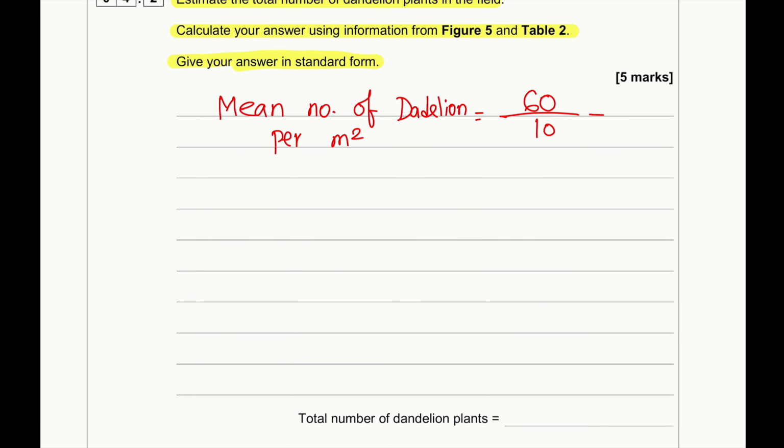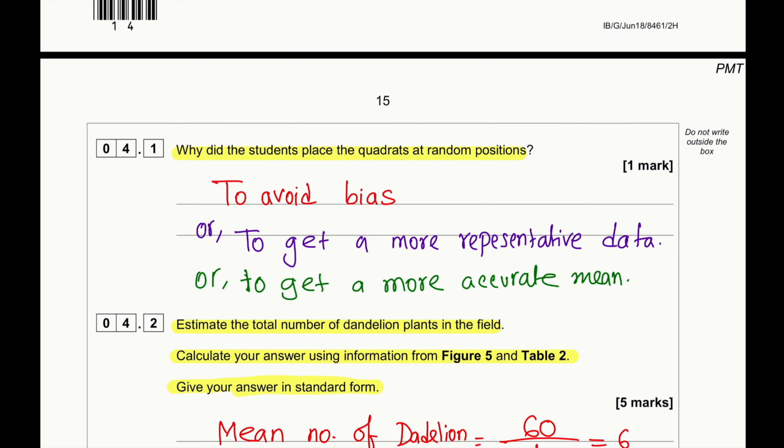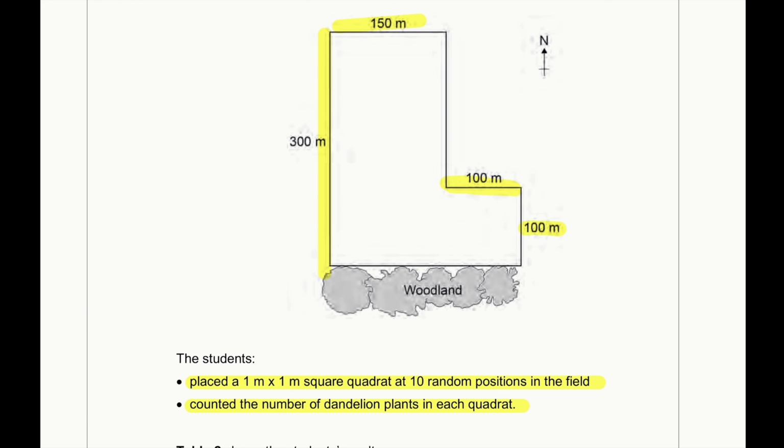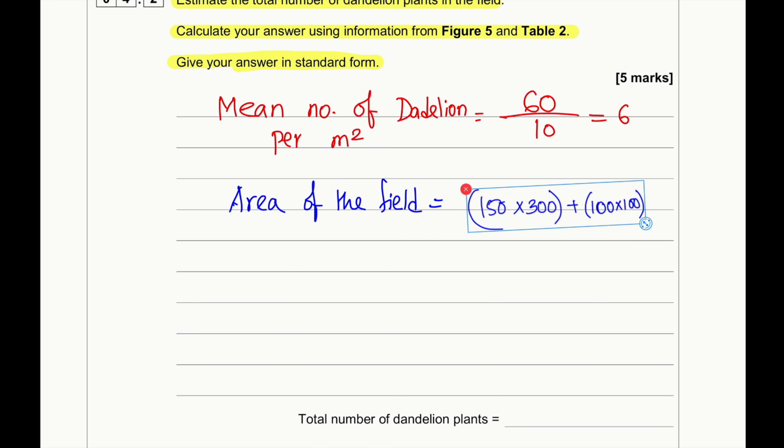60 divided by 10 gives us 6 dandelions per meter square. Now we will need to calculate the area of the field. To do this, we have to divide the area into two different portions. One portion measuring 150 times 300, while the other portion will be 100 times 100. So this will be the area.